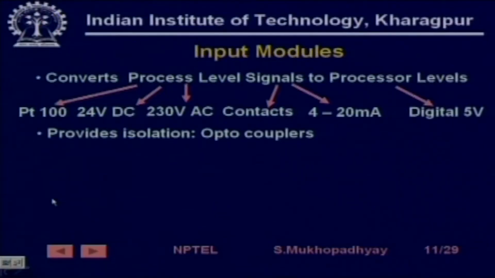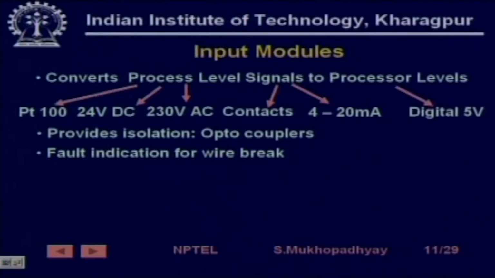Another important job is to provide isolation, because if you expose a digital electronics board to 115 volt or 230 volt AC directly, chances are that it will get damaged. So, you have to provide electrical or galvanic isolation using optocouplers. Input modules very often provide that. They provide fault indication, suppose some wire has broken, often they provide fault indication. This is apart from converting process level signals to processor level signals.